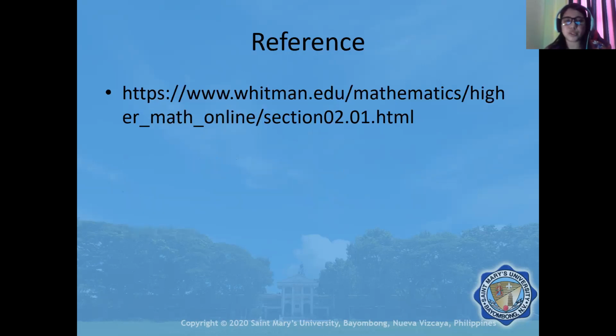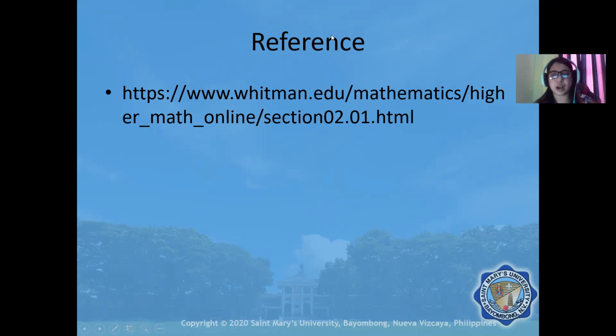Let us also recognize the reference material of the definition of direct proof. Now let us move to an example. So let's have an example.